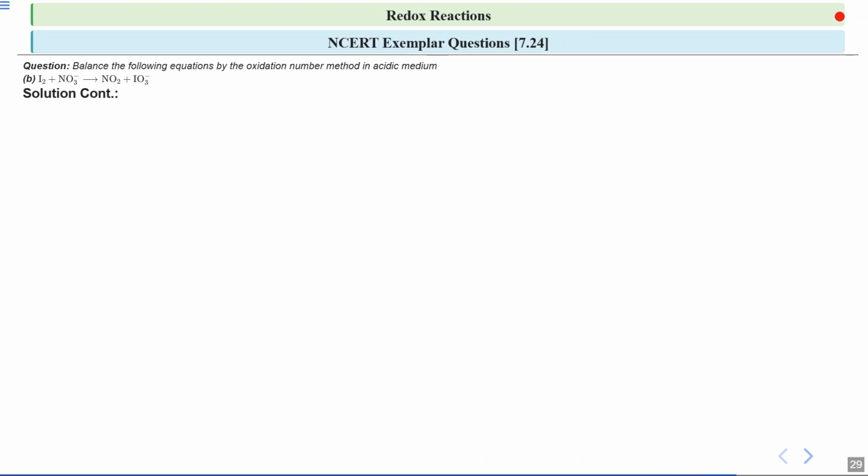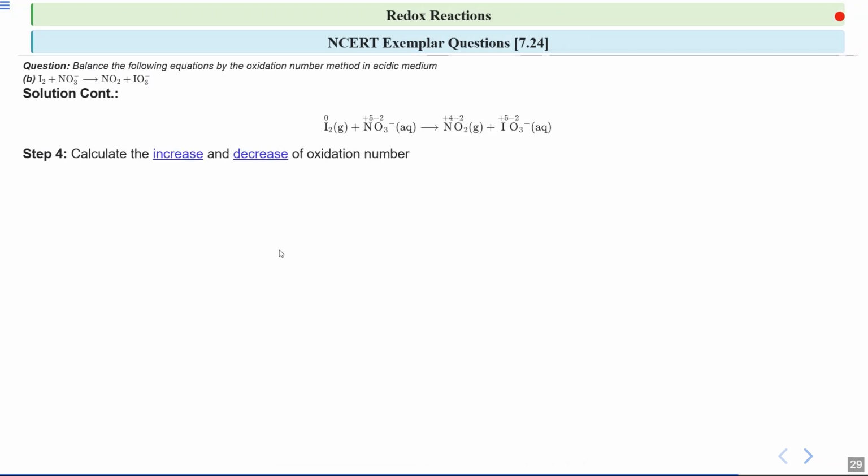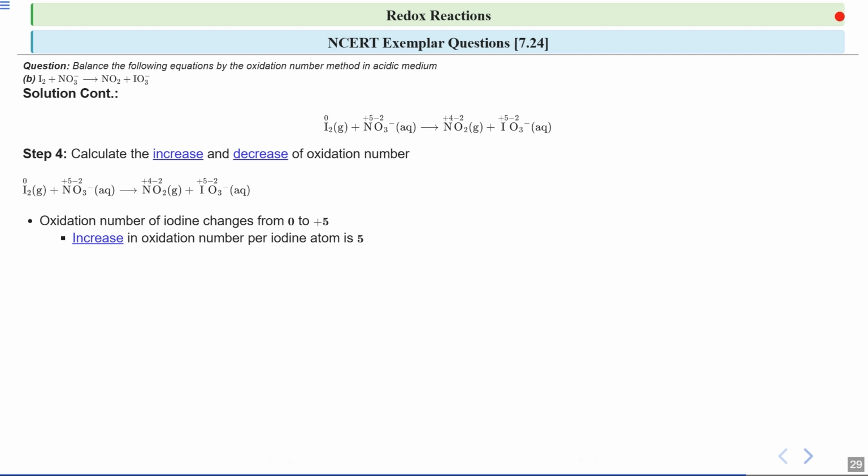The next step is to see the amount of change. How will we calculate it? It's very simple. In this equation, the oxidation number of iodine changes from 0 to +5, so the change in magnitude is 5 per iodine atom. But for 2 iodine atoms, it will be 10, because on the left hand side we have 2 iodine atoms. So we will take the maximum one.